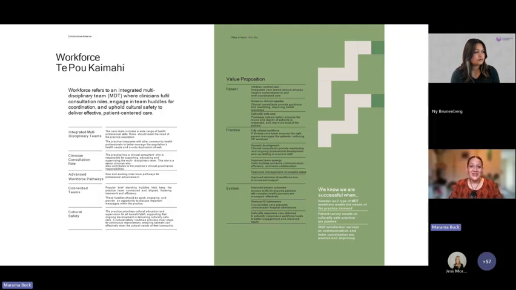So I invite you now to go back to your feedback form. If you click onto the next page, section 2, that will be specifically around Te Pou Kaimahi, our workforce Pou. So again, I'll give you a couple of minutes just to read through those questions, read through the elements of this Pou in detail, and share your feedback with us. And I will have a breath.